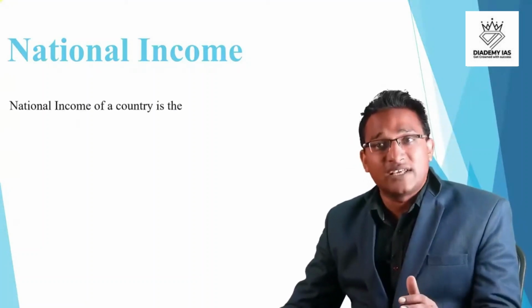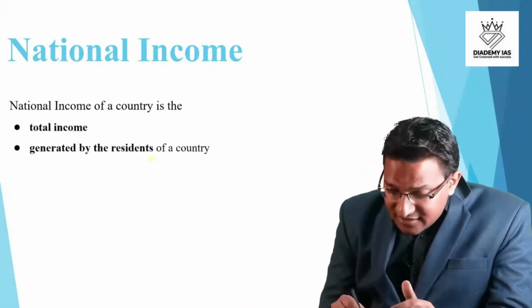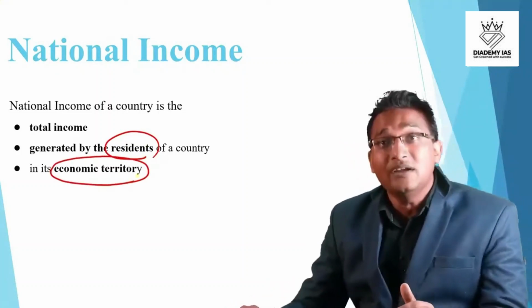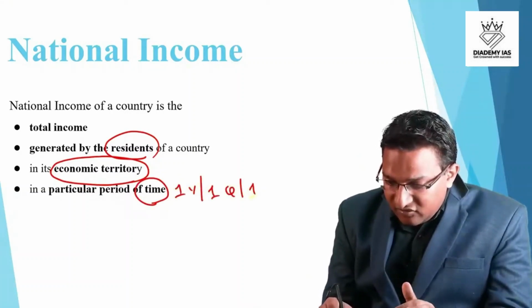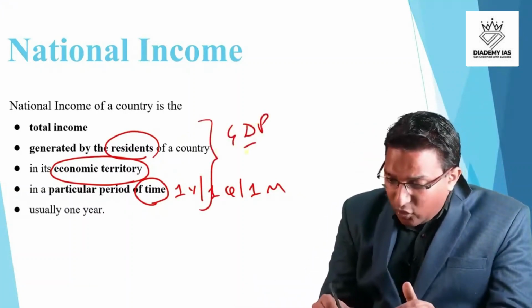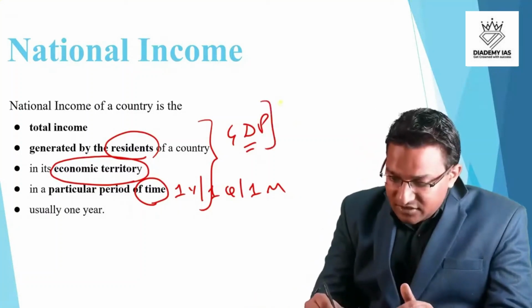So, how do we calculate? Before we go ahead with the income, in the first session itself, we discussed the general or overall definition of the national income. That definition says national income of a country is the total income generated by the residents in its economic territory, in a particular period of time. That can be 1 year, that can be 1 quarter, that can be 1 month. Usually 1 year, right? So this is the definition of GDP, which we have already seen, which comes in the output method.